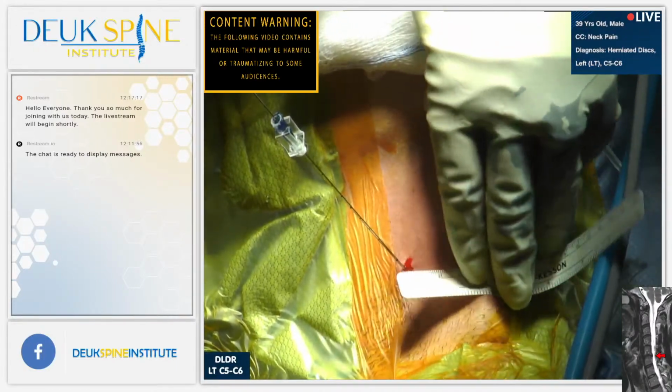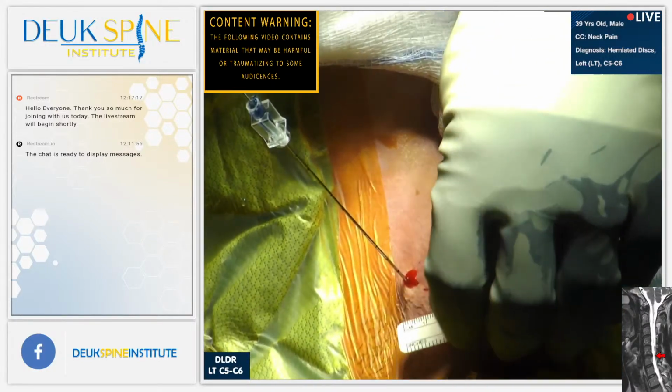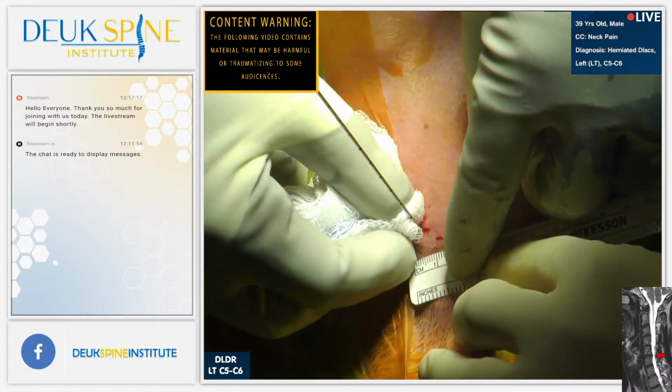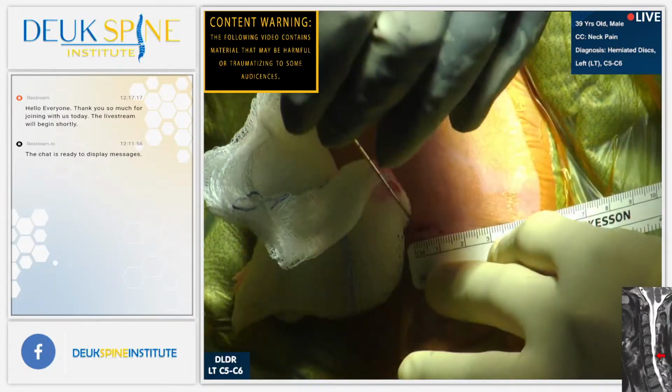You guys see that? Yes, we do. This is pretty much bloodless surgery. I say that as we have our first drop of blood, but that's it. You're going to get literally one or two drops of blood.